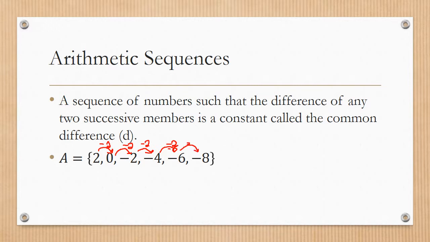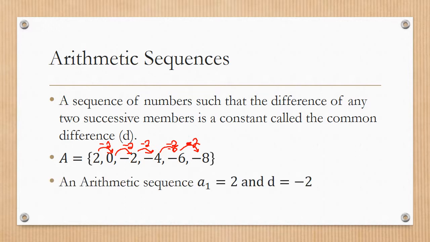So as we can see here, the difference between any two consecutive terms in the sequence is constant, which is -2. So the most important information that we need to know from the sequence is that the first term is 2 and the common difference is -2.